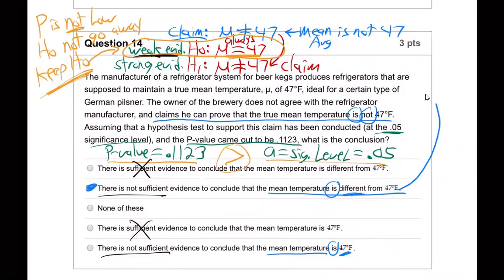Why? Because that means this. There was not enough evidence to prove not equals. Right. That's what they were trying. That was the claim. They were claiming not equals and trying to prove not equals, but that would have required strong evidence. And there wasn't enough evidence to prove that. They were not able to prove that it was different. So we're sticking with that it's equal. We're sticking with the refrigerator average temperature is still equal to 47.